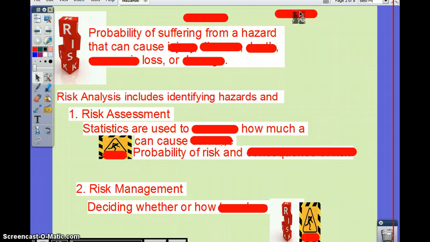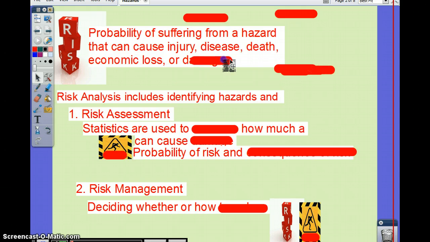This is the definition of risk. That can cause injury or disease, death, economic loss, or damage. So, probability of suffering from a hazard that can cause injury or can lead to a problem, okay? That's what risk is.